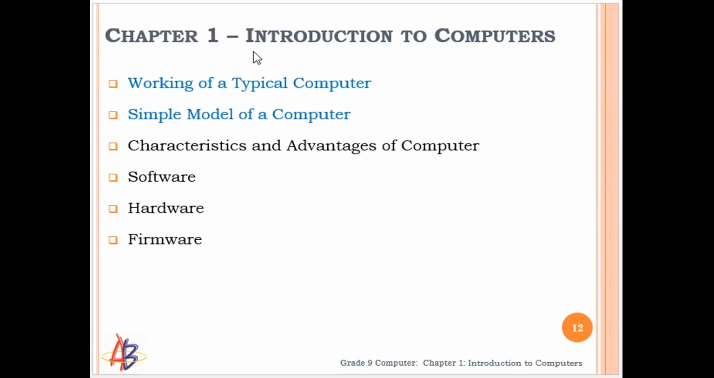So we can say that in chapter 1 we have completed two topics: the working of a typical computer, and second, the simple model of a computer. Let's revise. In the working of a typical computer, we have seen input, output and process, nothing else. In the simple model of a computer we have studied four blocks: the input block, the memory block, third the CPU block, and fourth the output block. Moving towards our third topic, characteristics and advantages of computer.